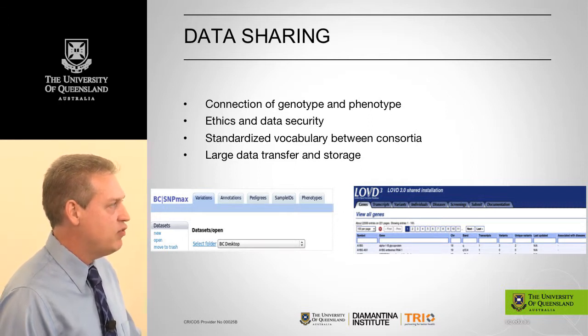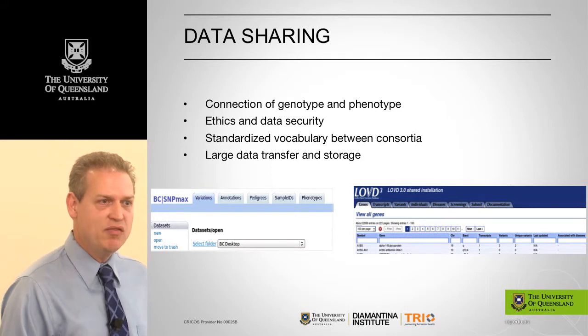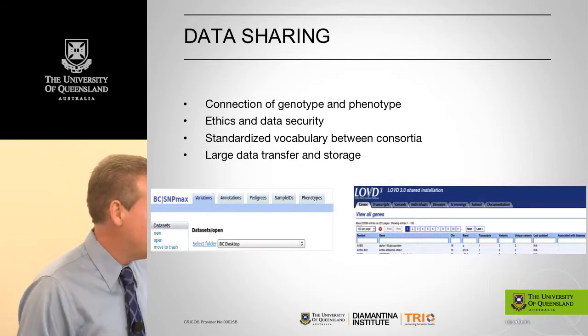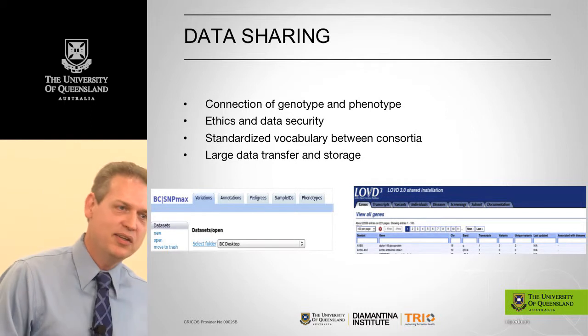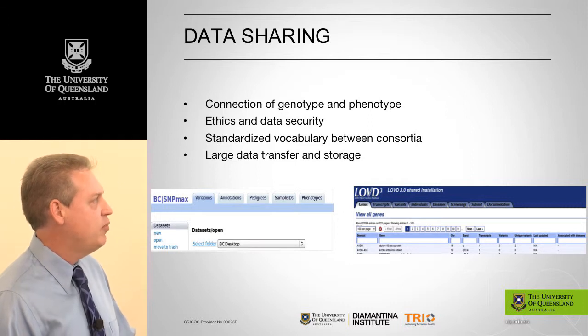So there are many international efforts at standardized ways of storing sequencing data. This is our own commercial database we've had for many years. It has about 20 billion variants in it and several thousand samples, and it's on a regular machine. It has very high data security, so we can store phenotypes and genotypes in this database.